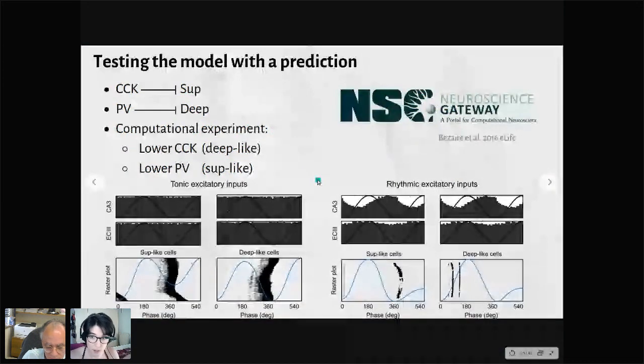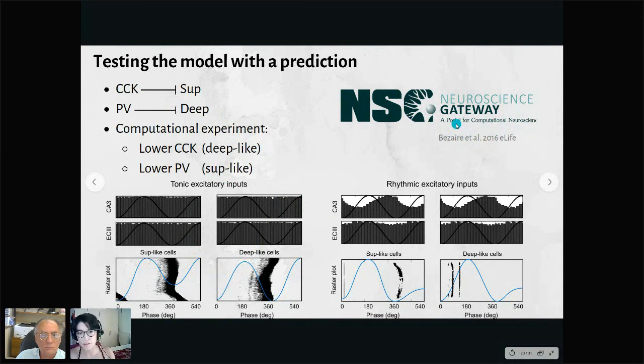Before, I told you about the full-scale Bezaire model, that it's very cool, not only because it's full-scale, but also because the theta rhythm is generated spontaneously with tonic excitation, without rhythmic excitation. We wanted to see if the CCK and PV lowering in this model also gave rise to deep-like and superficial-like cells. For that, we used the Neuroscience Gateway, that is a supercomputing center that is free for neuroscience research and very easy to use. I really liked it and recommend it.